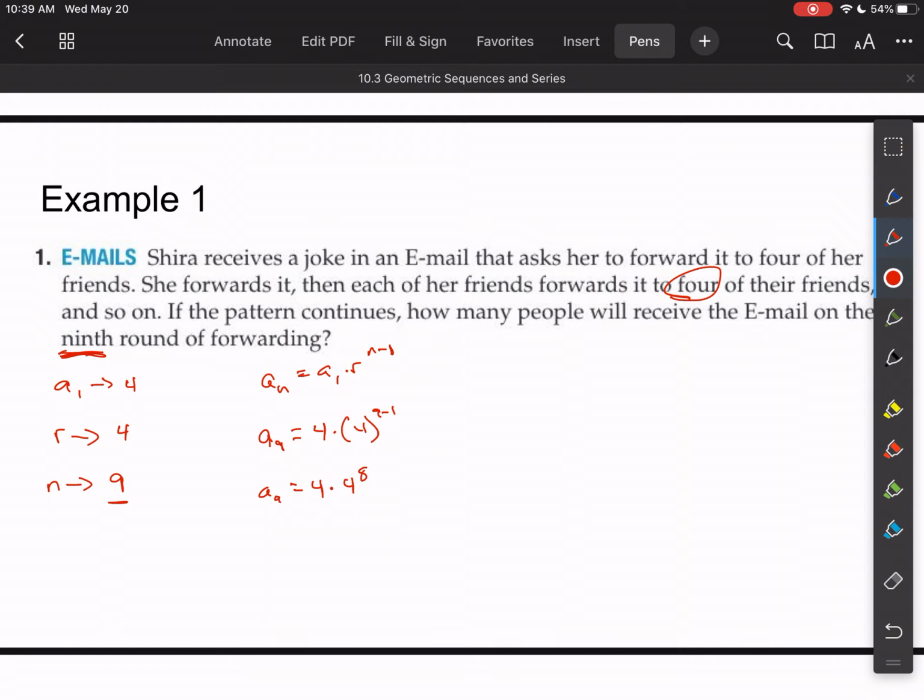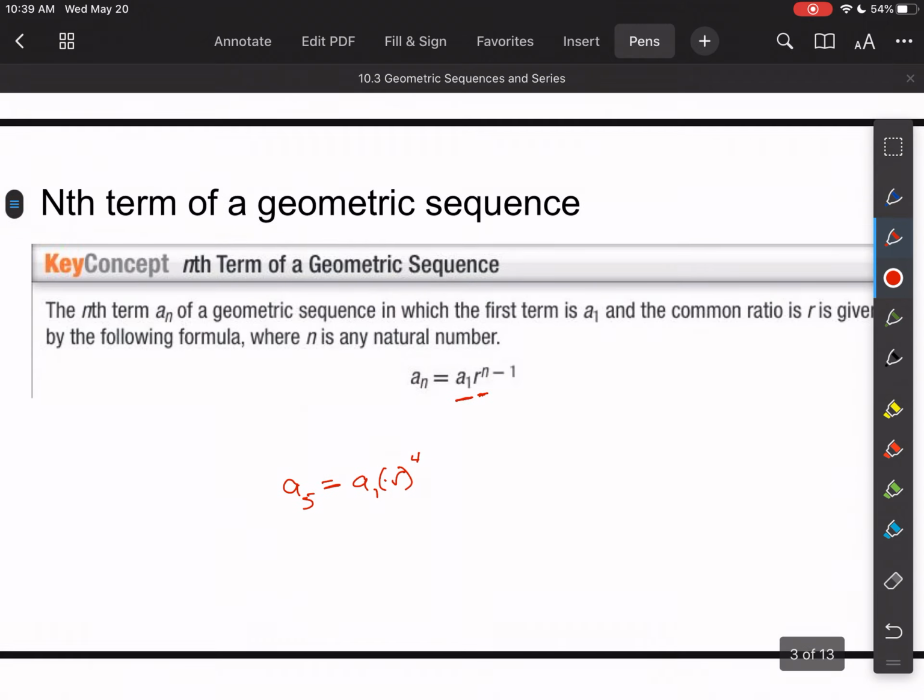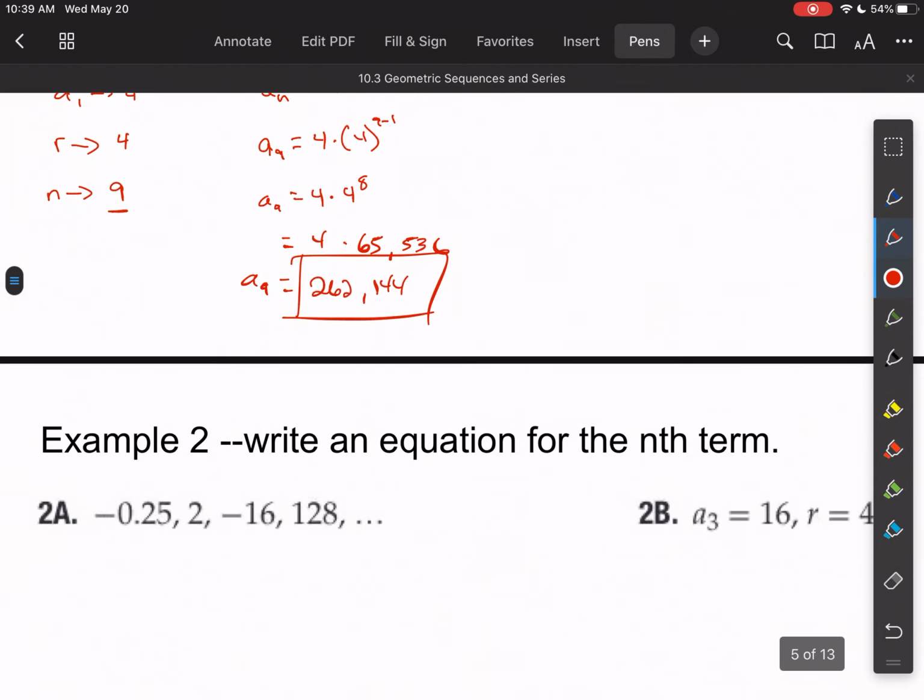Okay, so if you take 4 to the 8th power, you get 65,536. Multiply that by 4, and you get the 9th term. So the ninth term in this sequence would be 262,144. Okay, so there's example 1, just applying the formula that we just learned for a geometric sequence.